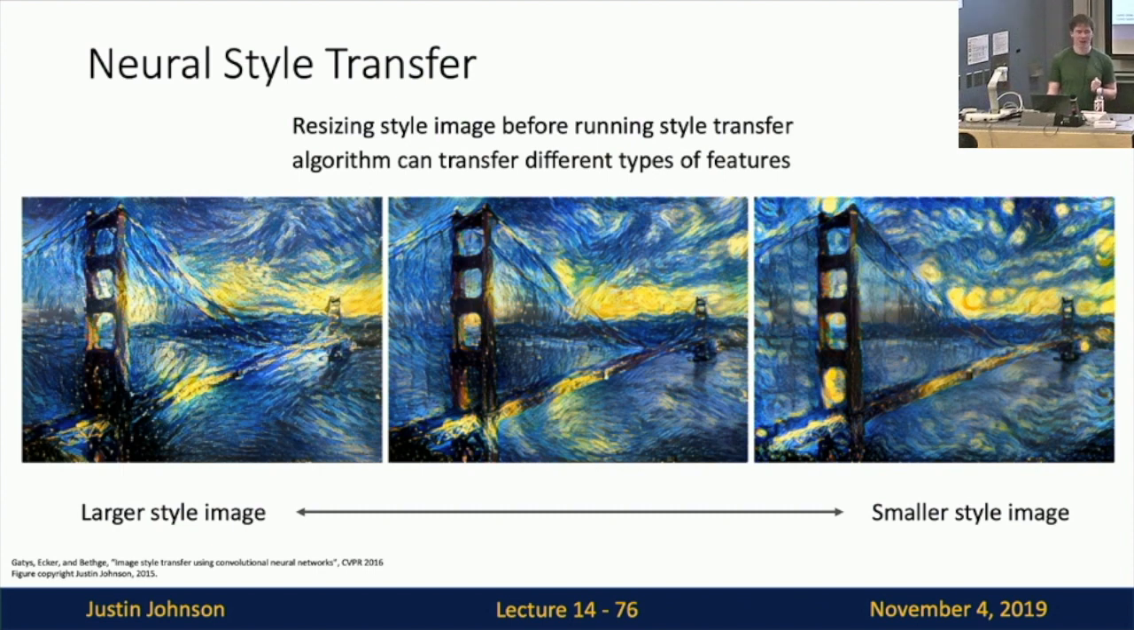Another knob we can tune here is the scale of the features that we capture from the style image, by resizing the style image before we send it to the neural network to compute the gram matrices. Here we're rendering the Golden Gate Bridge in the style of Van Gogh's Starry Night. On the left, if we make the style image very large, then we tend to capture these big aggressive brush strokes that Van Gogh uses in his paintings. And if we set the style image to be very small, then instead we transfer larger scale features from the style image, in this case the stars from the Starry Night photo.